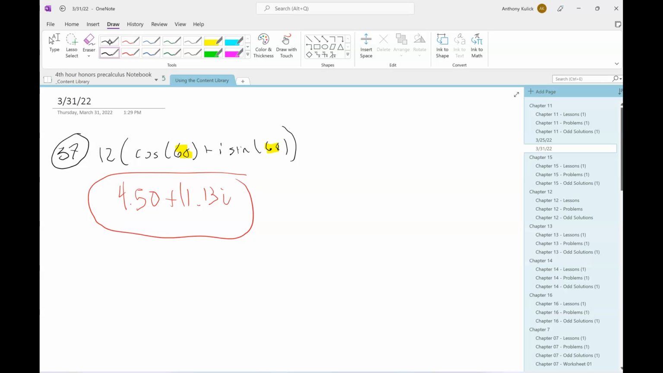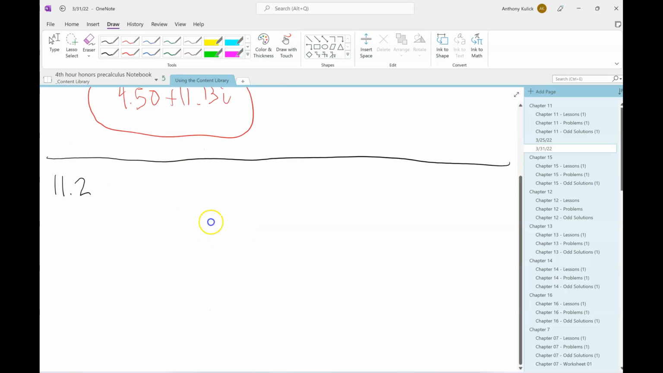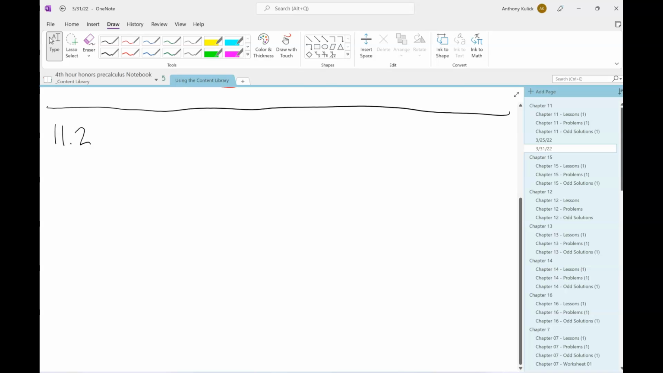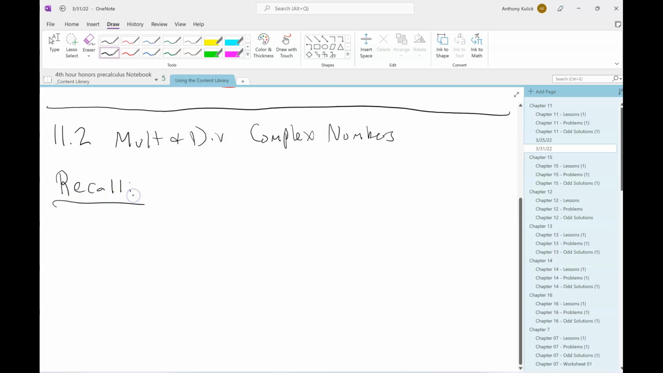Okay, that sounds good. Today, we're going to do the very, very challenging section 11.2. I'm just kidding. It's not really challenging. It's not really any more difficult than what you did in section 1. So, that's okay. So this is about multiplication and division of complex numbers. So we did a little bit of this last year.